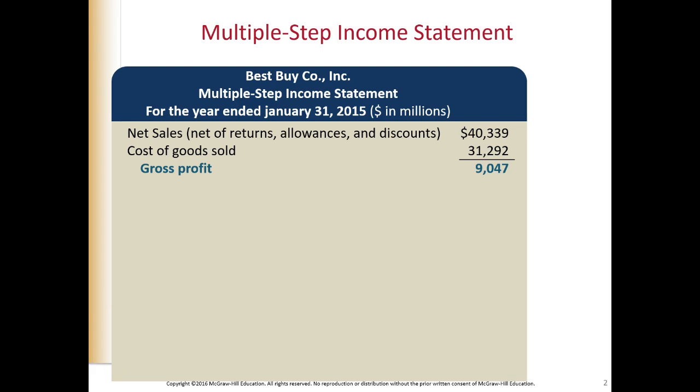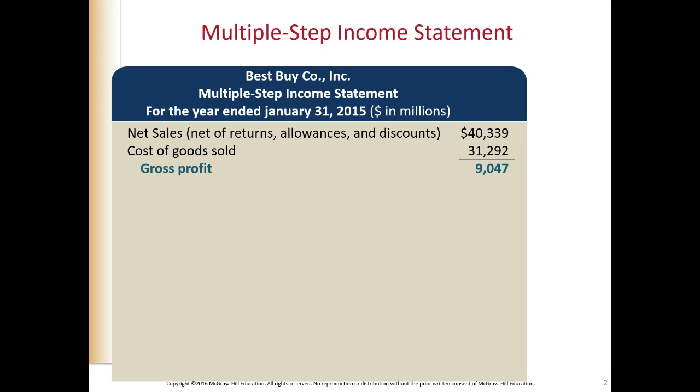Now, net sales will be a dollar amount net of returns, allowances, and discounts. And these are where the customers have sent us merchandise back, we've allowed for a reduction in price, and we've given them a discount if they paid early. We subtract those three things away to come up with net sales.